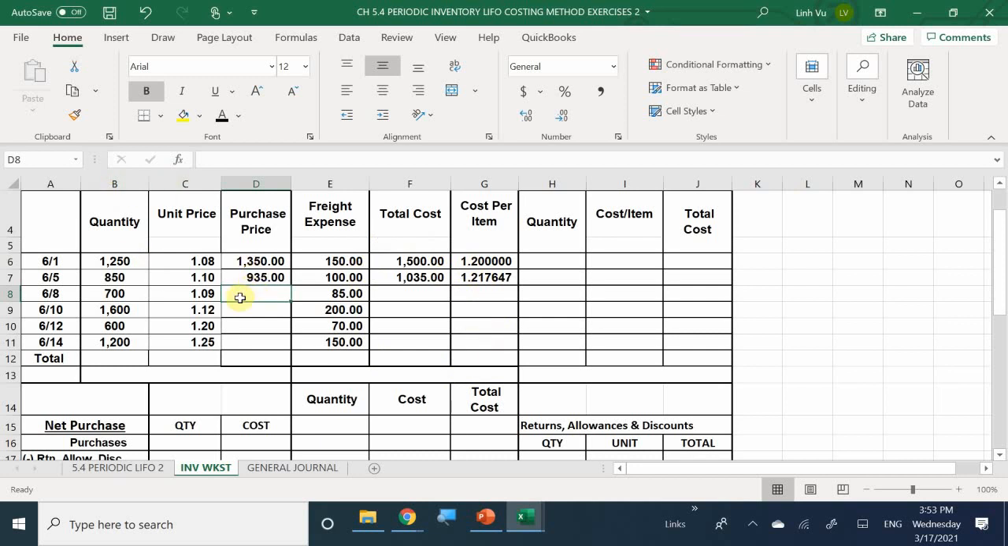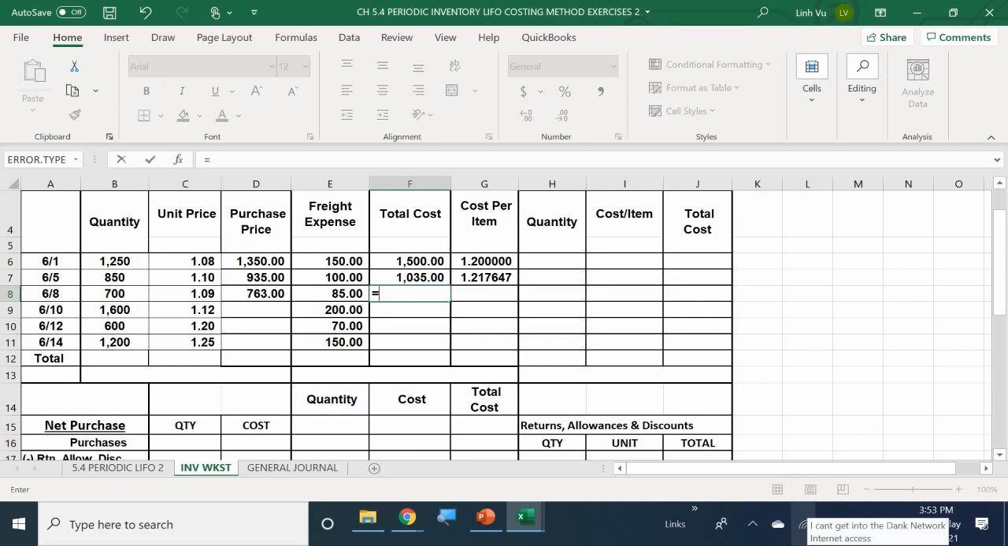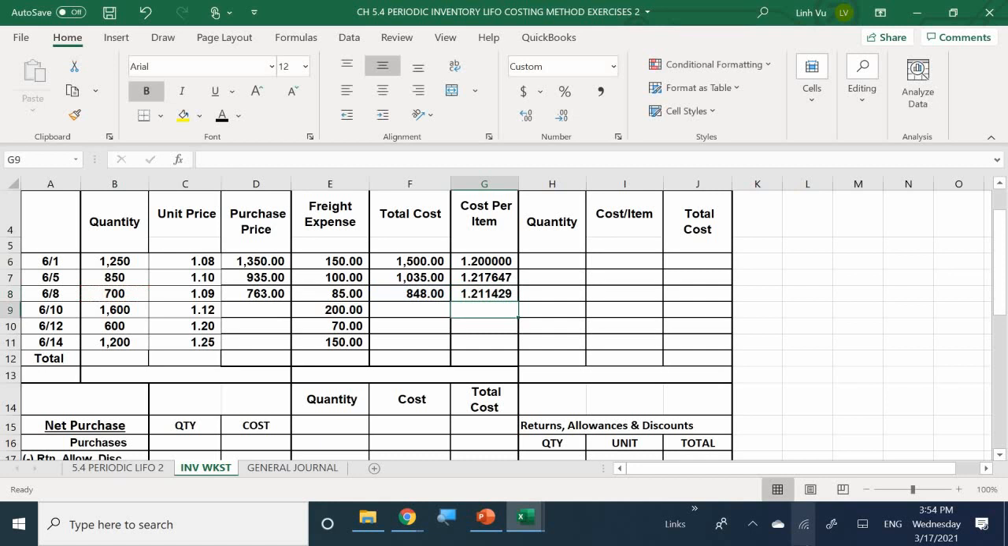What about the third scenario here? On June 8th, I decided to buy 700 units at $1.09. What's my total purchase price here? $763. All right. I got $85 worth of freight, so we're going to add those two together. And what do we get for our total cost? $848. Okay, so now I'm going to calculate my cost per item. So 848 divided by 700. What should I get? I have 1.21, 1.21 and so on.